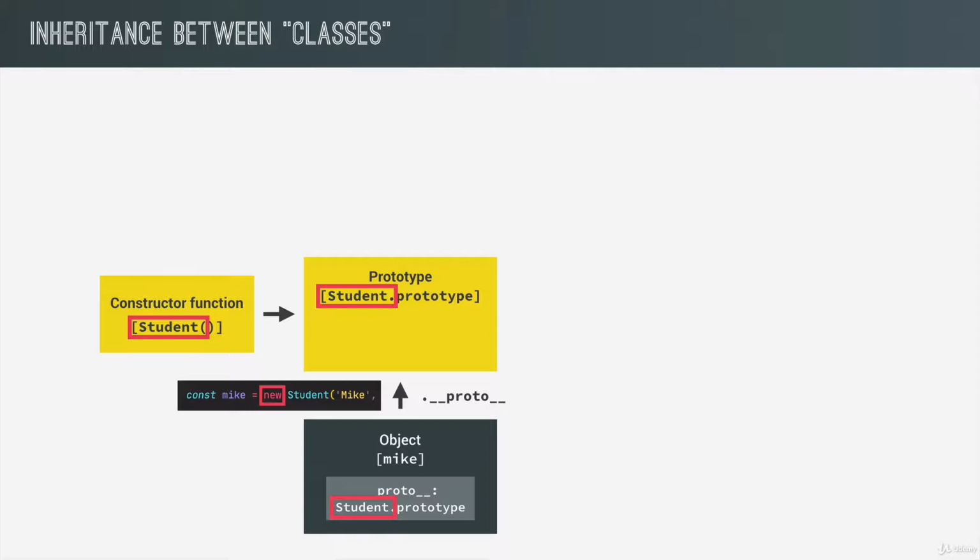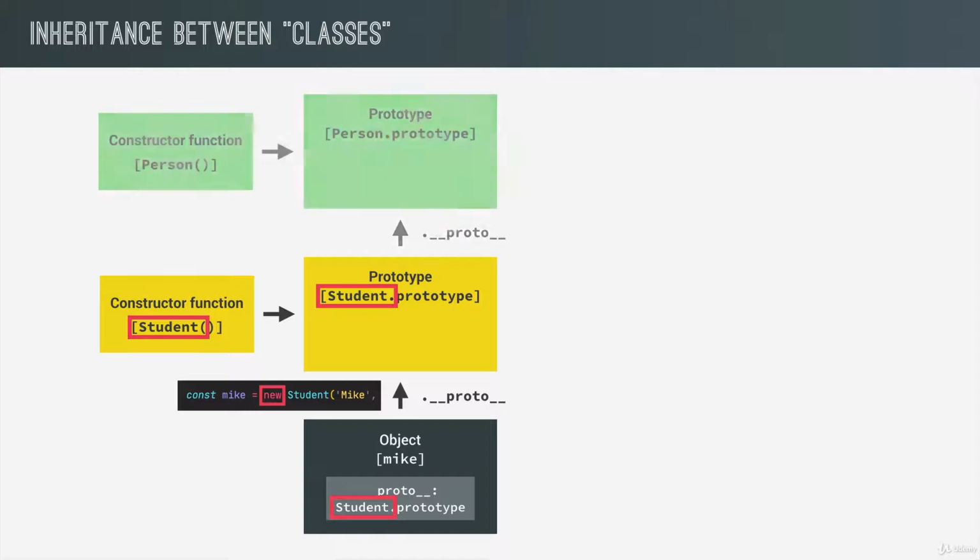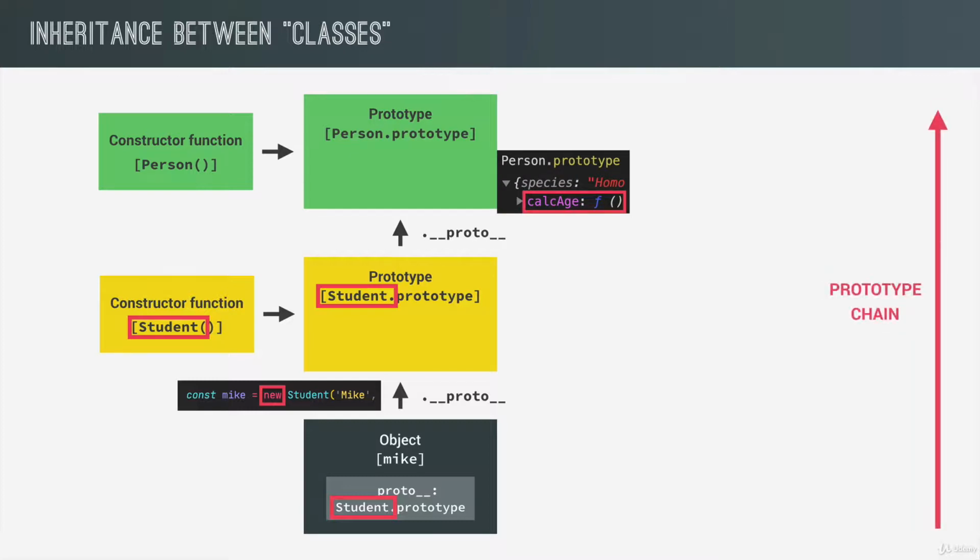Now a student is also a person. And so we want student and person to be connected like this. So we really want the student class to be the child class and inherit from the person class, which will then function as the parent class. So this way, all instances of student could also get access to methods from the person's prototype property, like the calc_age method, through the prototype chain. And that's the whole idea of inheritance. It's that child classes can share behavior from their parent classes.